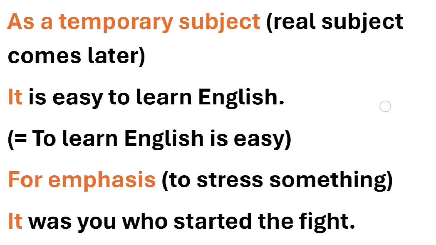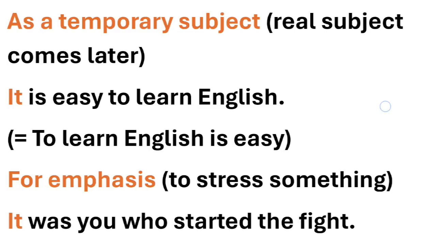We also use it as a temporary subject. Now the real subject comes later, but we use it as a temporary subject, which is used at the starting of the sentence. It is easy to learn English. So we have used it, the pronoun over here, as a temporary subject, which means to learn English is easy. Simple. It is easy to learn English. So it over here has been used as a temporary subject.